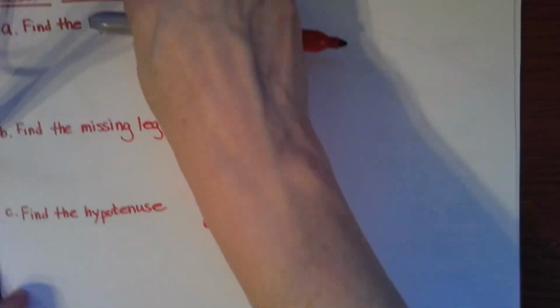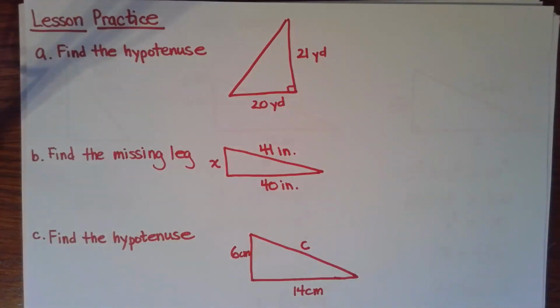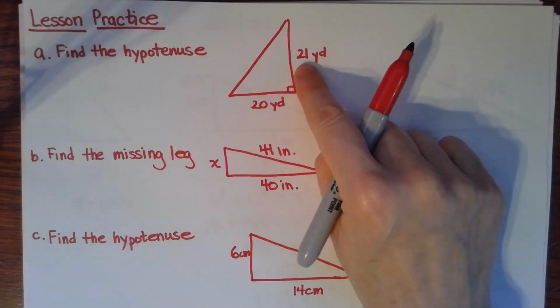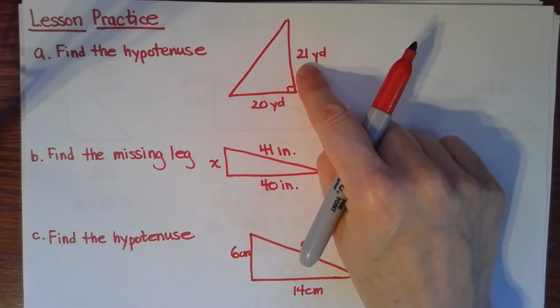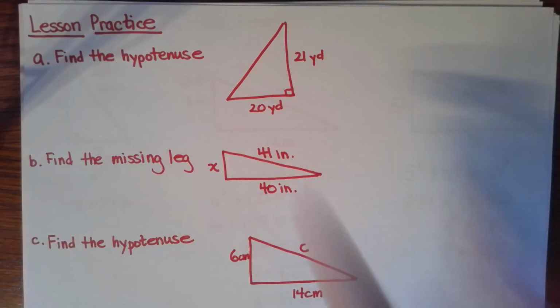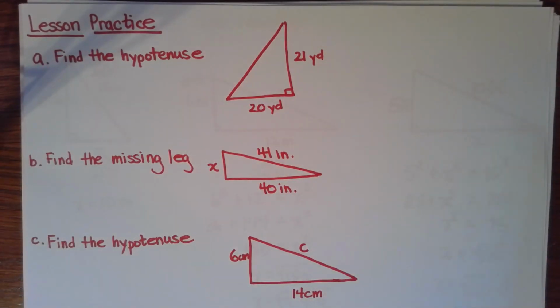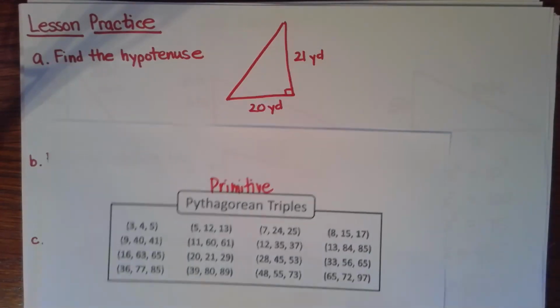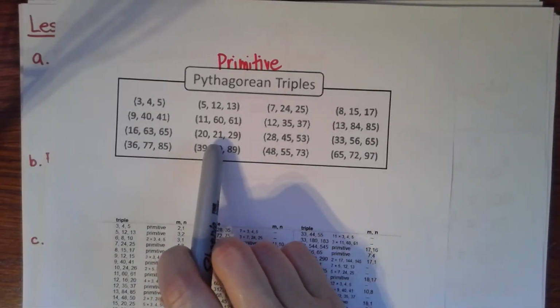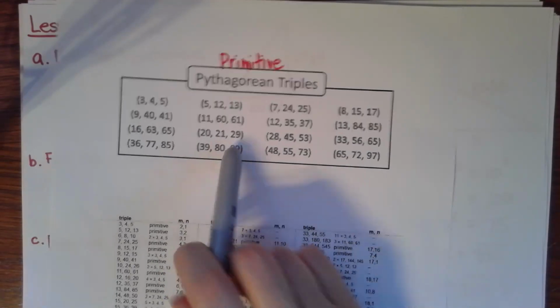Okay, let's do some of the lesson practice problems. So we want to find the hypotenuse. All right, so 21 is 3 times 7. Okay, this isn't divisible by 3 or 7. Okay, so it's not a multiple of 1, but let's look and see if there's anything with a 20 and a 21 in it. Well, sure enough, 20, 21, 29 right there.